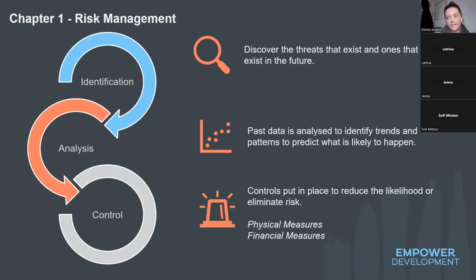After we've identified the risks, we're then going to analyze the risks. So within risk analysis, the risk managers are going to look at past data, perhaps, to look for patterns, which is then going to help them predict what's going to happen in the future. And then lastly, if a risk is risky enough, so to speak, there should be something put in place to try and control that risk. That's where we get the risk control. So we want to try and reduce it or eliminate it entirely.